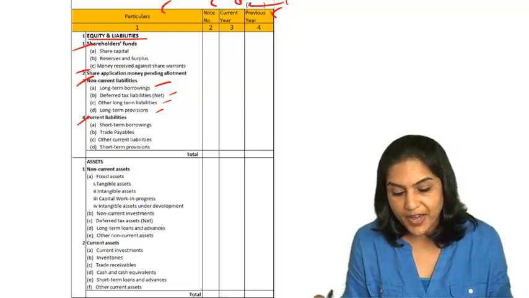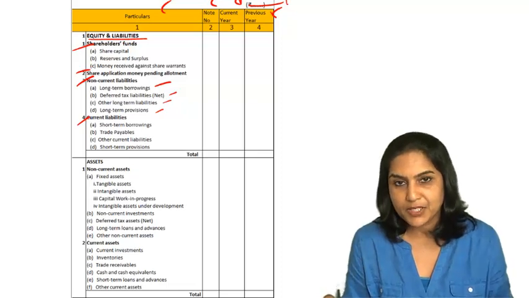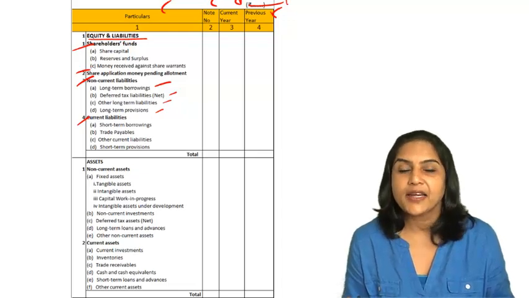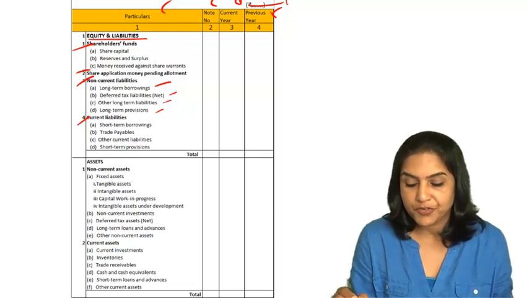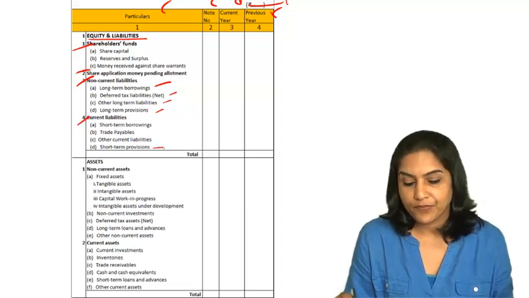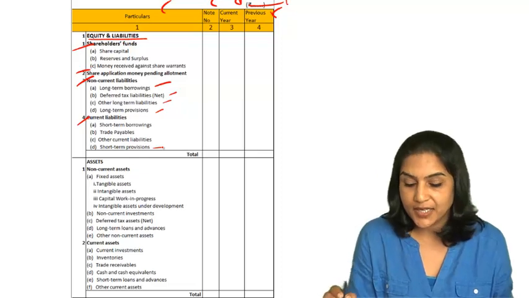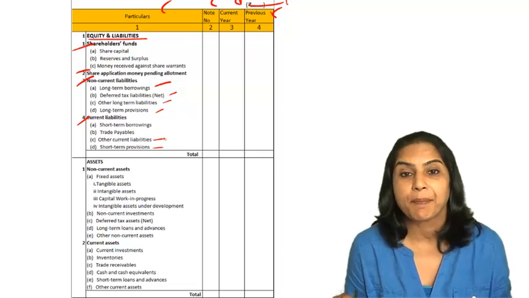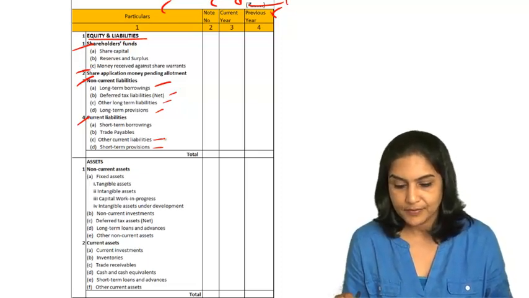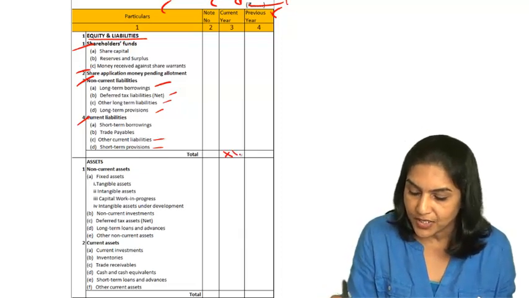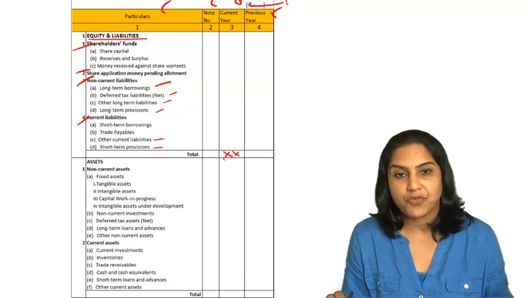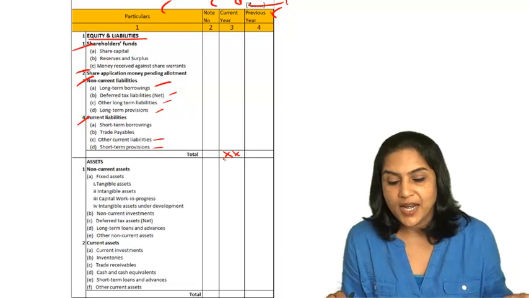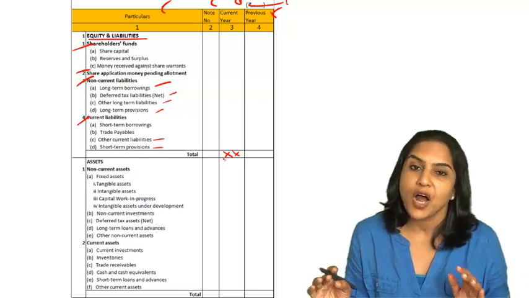Under current liabilities, we have short-term borrowing, trade payables, which includes trade creditors and bills payable, other current liabilities, and short-term provisions. Short-term provisions include proposed dividend. Other current liabilities would include dividend payable, unclaimed dividend, unpaid dividend. This total gives us the total of equity and liabilities. Equity being liability to owners, liabilities being liabilities to outsiders.